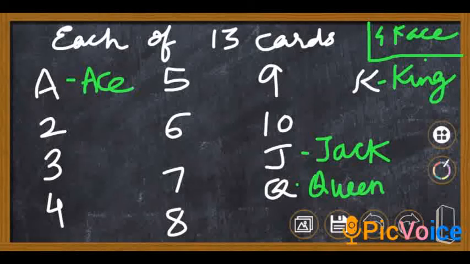Now this what I have written in green over here, that is the ace, that is Ikka. Ace, jack, queen and the king, these are known as face cards. So each of these 13 cards has got 4 face cards. So total face cards in the entire deck will be 4 into 4, that is 16.